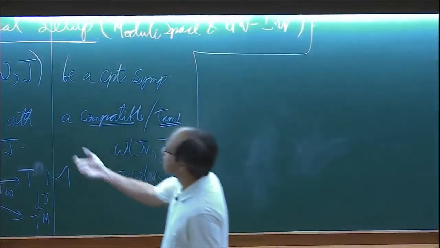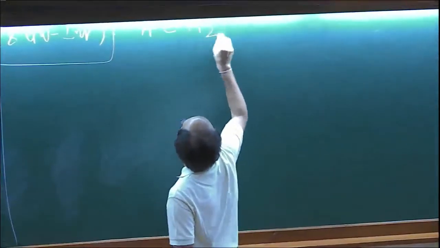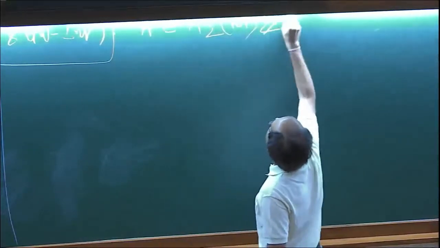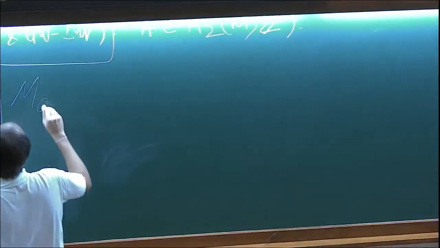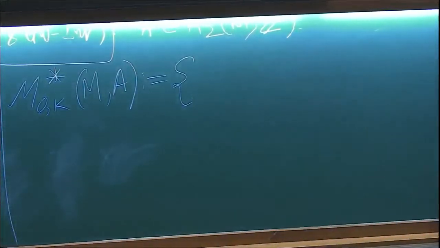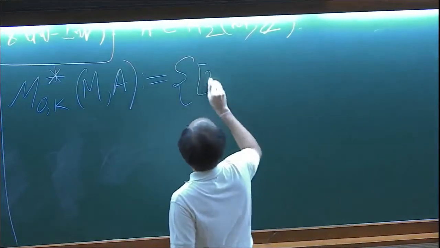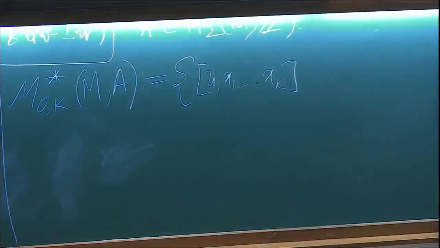So you have a compact symplectic manifold, and you fix a homology class in H2. Again, in the case of CP2, what is this saying? You fix a degree. And you consider this moduli space of curves. So what is this object? This object is equivalence classes of curves with k marked points.